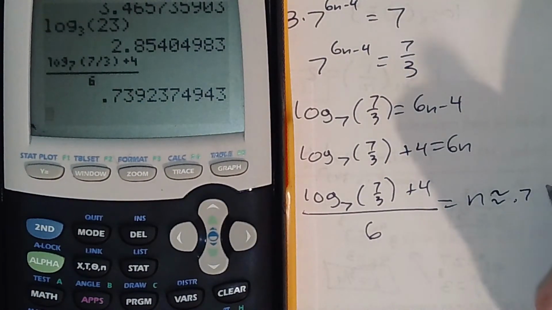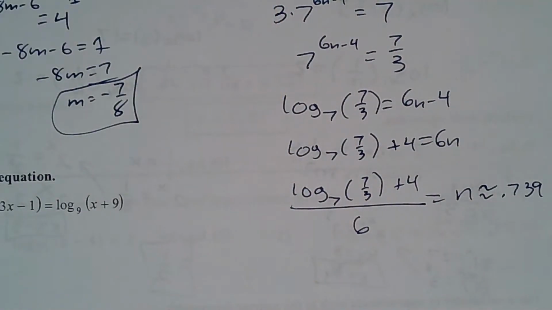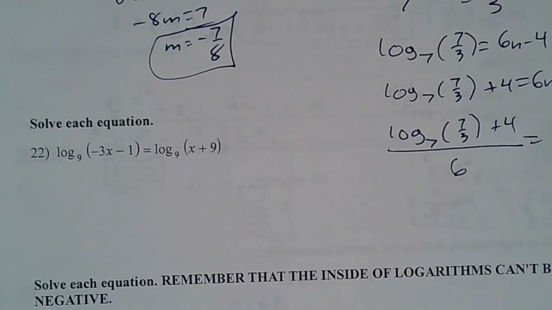Approximately 0.739. Always 3 decimal places. Okay, number 22. So, concept here, number 22.